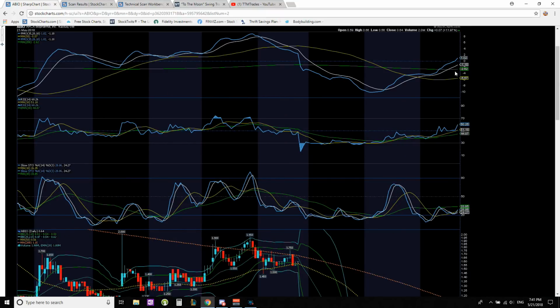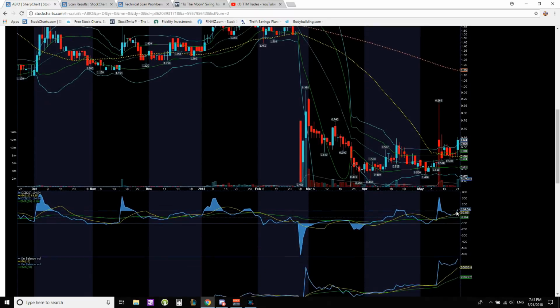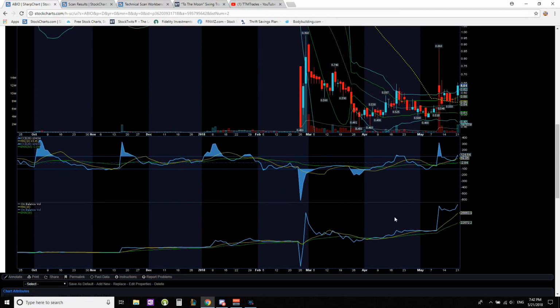Your PMO is still trending upwards, showing that the overall momentum is in the bulls' favor. Your RSI is trending upward, holding above its 10 to 30. And then you just got that buy signal again on your slow stoch as it crosses over right here. And then we come down and we look for volume confirmation on your on balance volume.